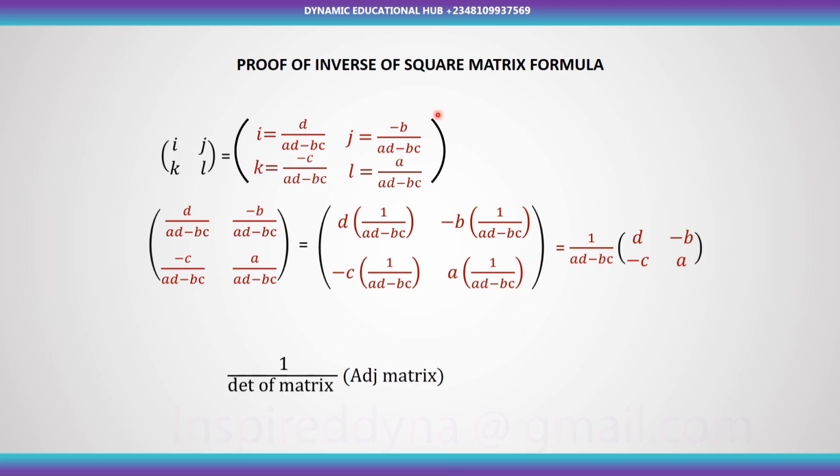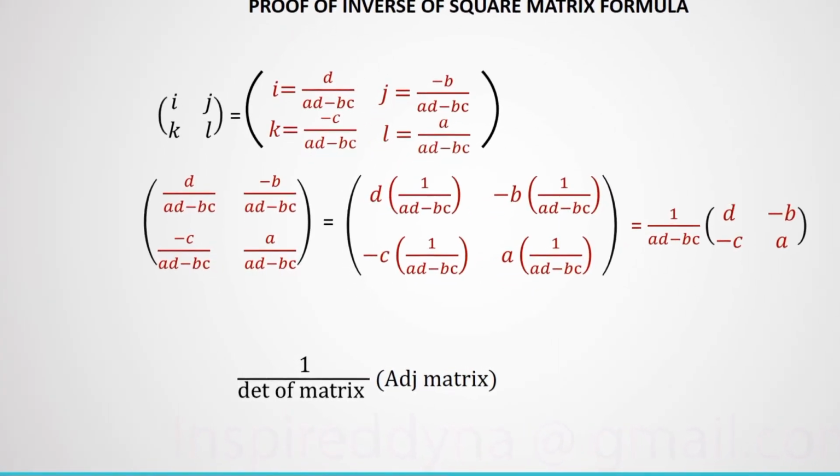So which means that the inverse of this square matrix is 1 over determinant of matrix multiplied by the adjoint of the matrix. Using 3 by 3 is going to take a lot of time. You will still arrive at this. And if you want to solve it using 3 by 3 matrix, you must be very careful. I've solved it. You will still get the same thing. And we have proven that the inverse of a matrix is 1 over determinant of matrix multiplied by adjoint of matrix.